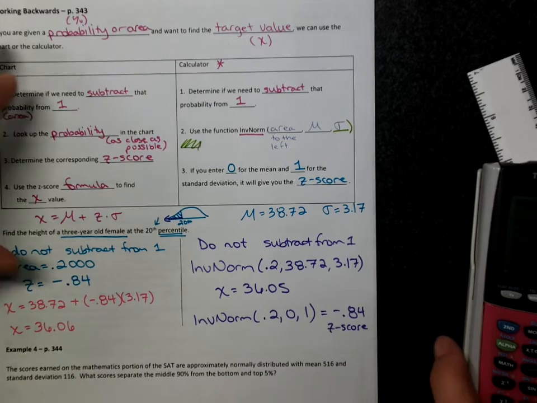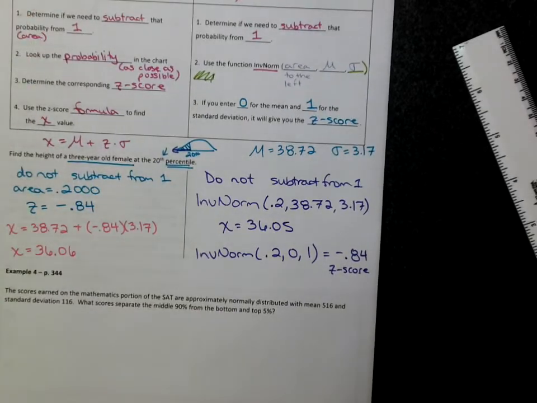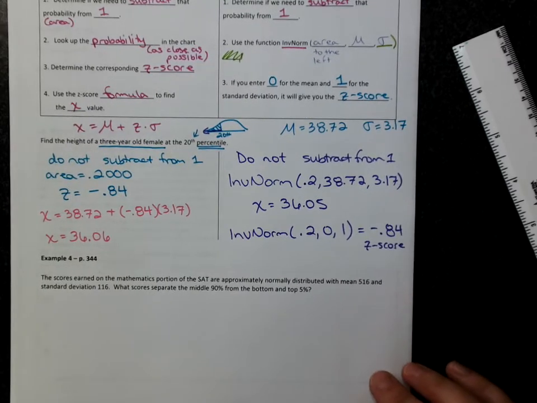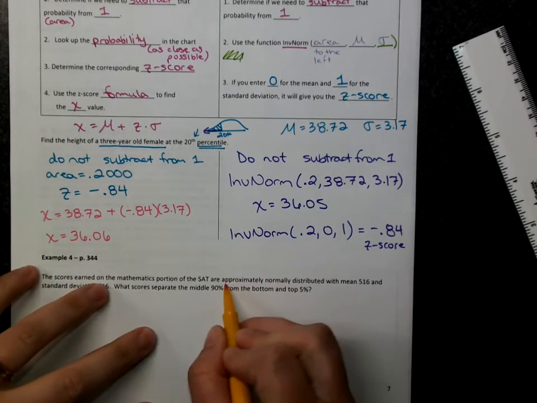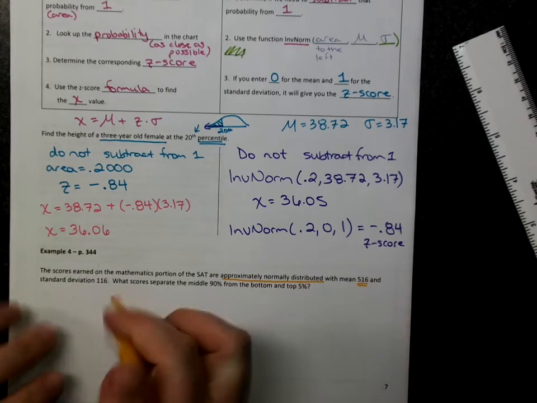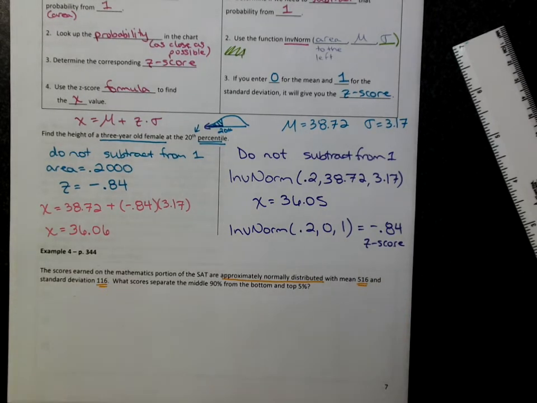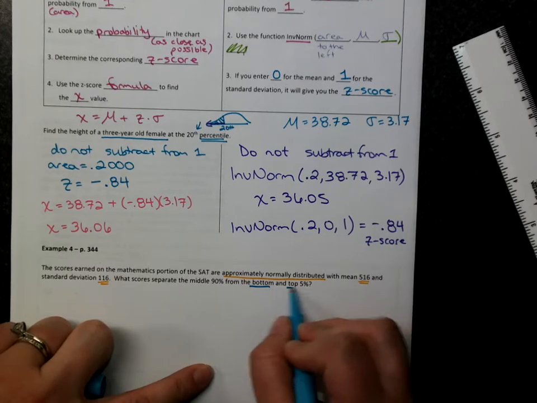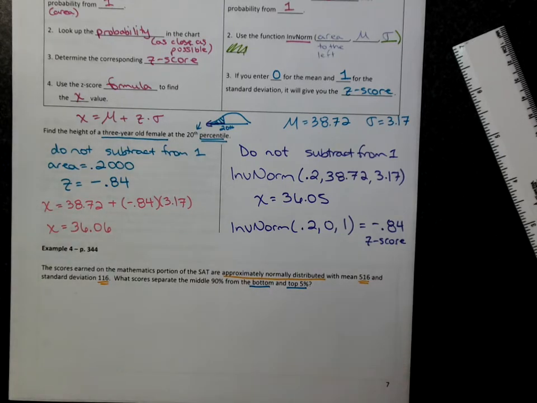All right, let's look at example 4, working backwards with an application problem. It says the scores earned on the mathematics portion of the SAT are approximately normally distributed with a mean of 516 and a standard deviation of 116. What scores separate the middle 90% from the bottom and top 5%?